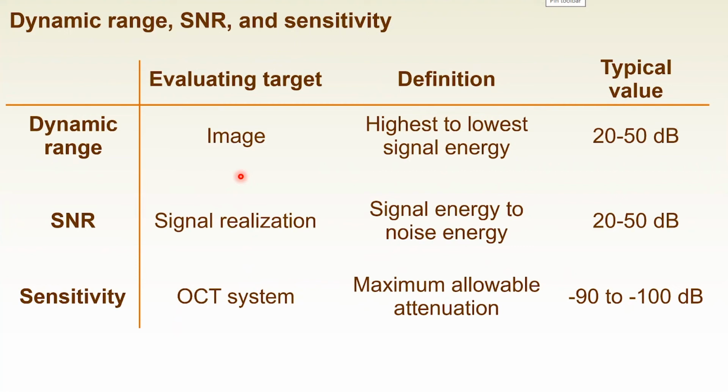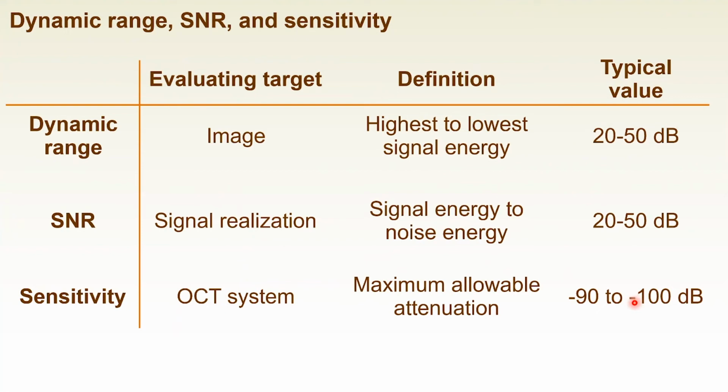I also give you typical values. It can give you some practical idea of how highly sensitive OCT is. The dynamic range of the OCT image is typically 20 to 50 dB. But when you display it, it becomes something like 24 dB, in general a 256 grayscale. And this 24 dB is similar to the sensitivity of the human eye. The signal-to-noise ratio is also 20 to 50 dB. But the sensitivity of the OCT is quite high, around minus 90 to minus 100 dB.